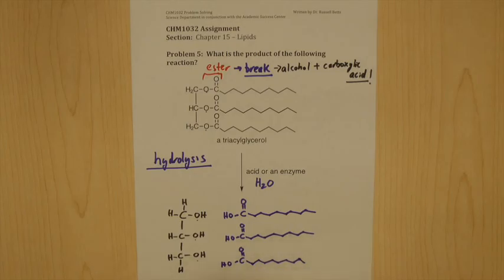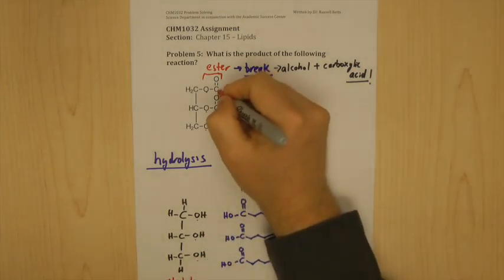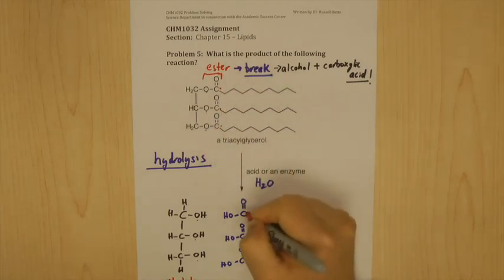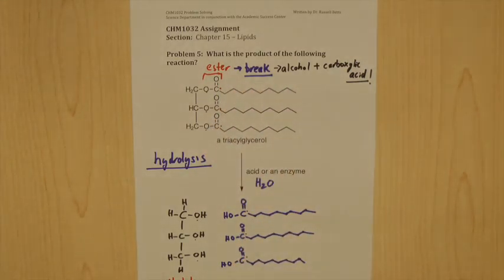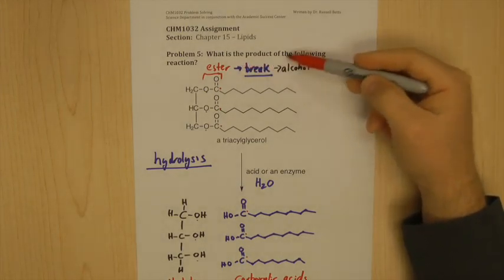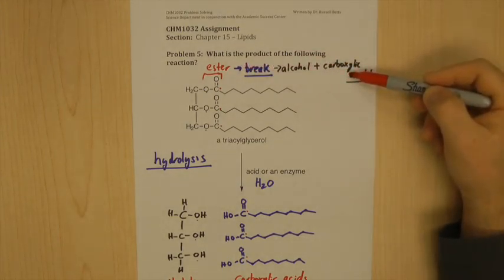So over here, I have my alcohol. There are 3 of them. And let's put little red dots here. That's where those came from. Okay, and over here, of course, are my carboxylic acids. Let's use the red one again. So an ester will break to give you an alcohol plus carboxylic acids.